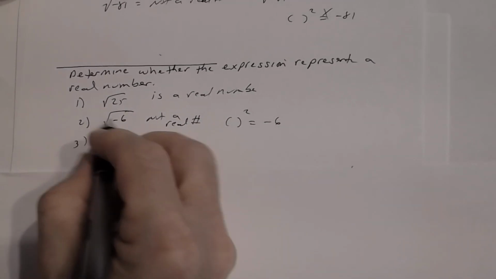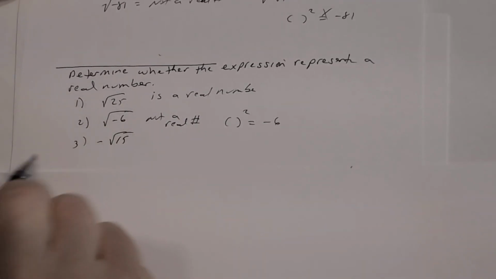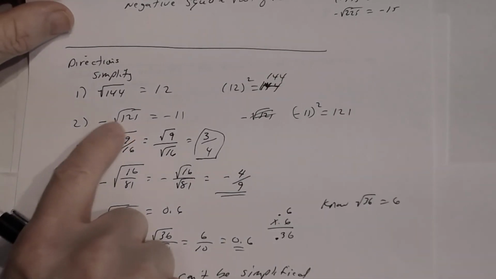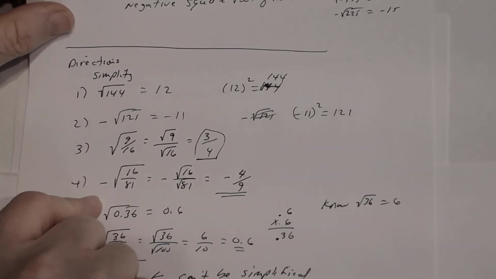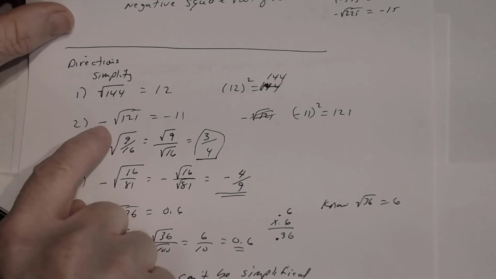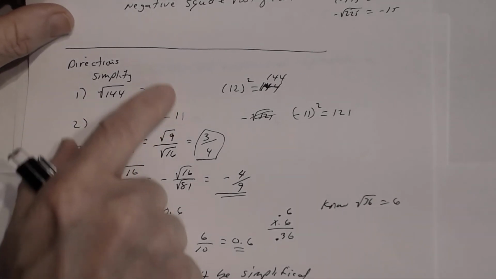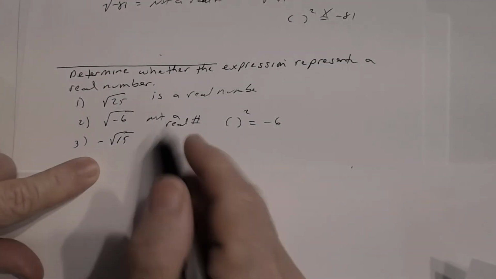Number 3, we have negative square root of 15. Now, be careful. Remember, you have to look at the radicand. The radicand is 15, right? So don't let that negative in front confuse you and throw you off. You did something like this earlier. The negative square root of 121 is a real number. The real number is negative 11. So as long as the negative is on the outside, you're fine. You just have to look at the radicand. The radicand has to be positive in order for you to get real numbers. So this is a real number.